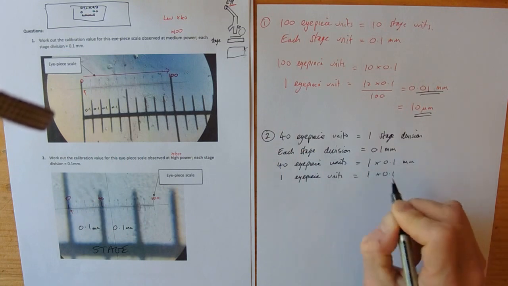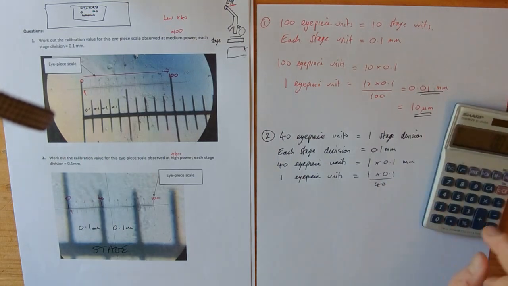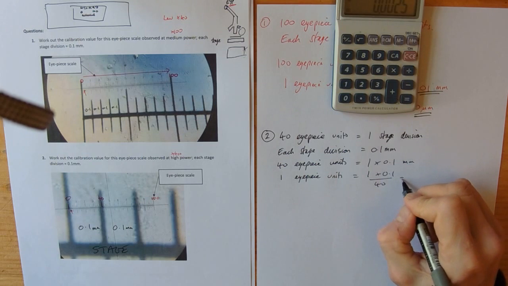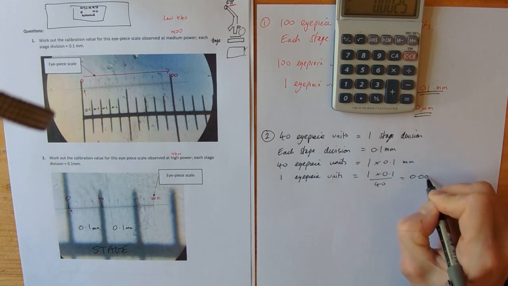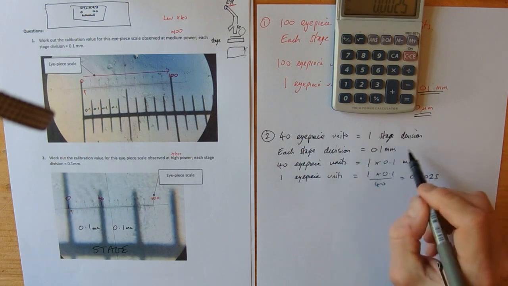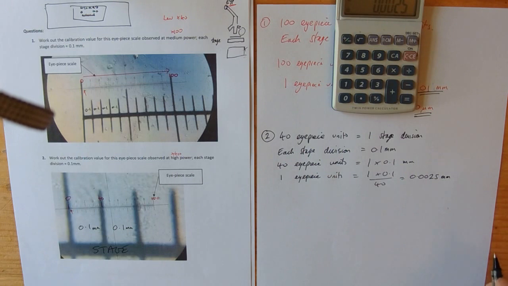Is all of this over here divided by our 40 there. So we go 1 times 0.1 divided by 40 is this number here, 0.0025. What units are we in? Well, we're still in millimeters. We haven't changed from millimeters yet.